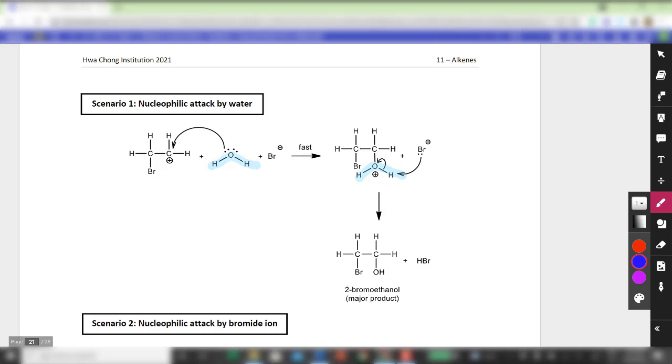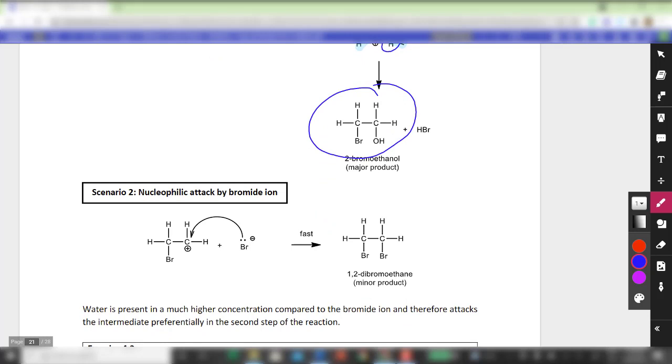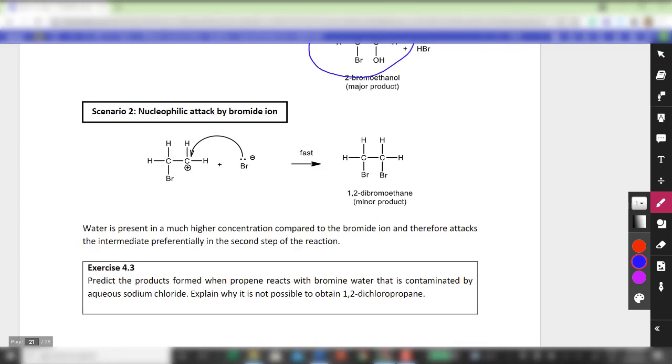Then later on, the H will be deprotonated by either water or bromide here, and then it will lead to the bromohydrin, in this case bromoethanol, being formed. Of course the bromide can attack, but as I said, the concentration of water is much greater, so the probability of water attacking is much higher. So remember that a chemical reaction is always a probability game. Because it's a probability game, when it exists in much greater amount, the chance of it attacking the electron-deficient carbocation is much greater.